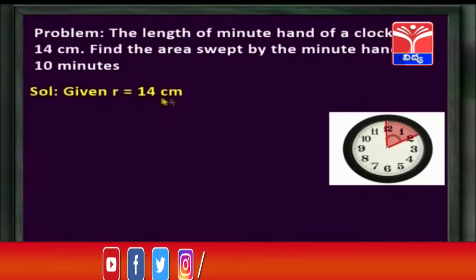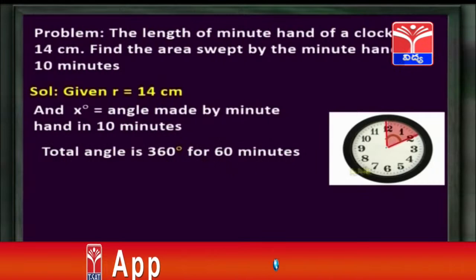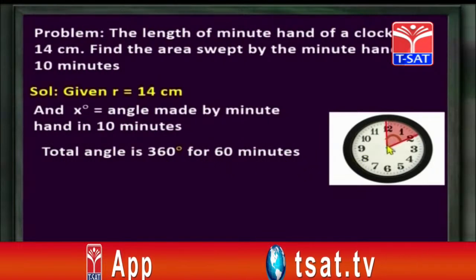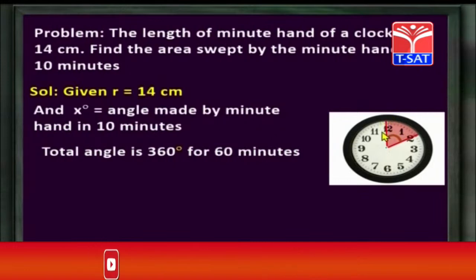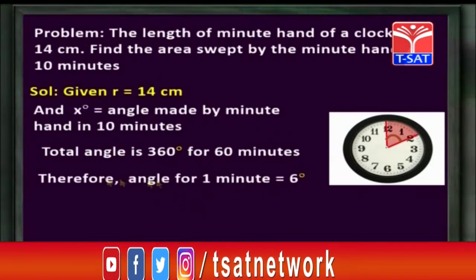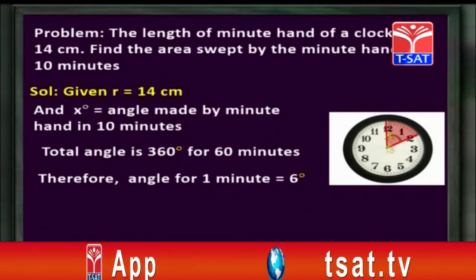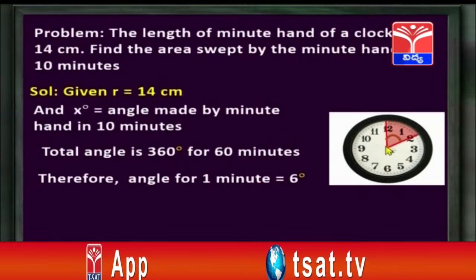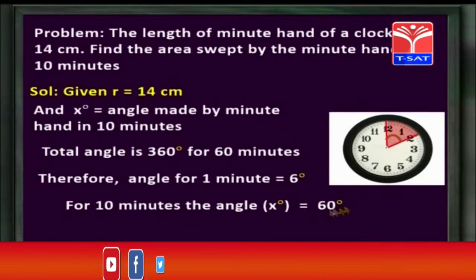Given r is equal to 14, and x is equal to the angle made by the minute hand in 10 minutes. We know that the total angle is 360 for 60 minutes. If the minute hand starts from here and comes back here, it makes 360 degrees. So if 360 degrees is for 60 minutes, then what is the angle for 1 minute? For 1 minute the angle is 6 degrees. So the minute hand makes a 6-degree angle every minute. So I can say that for 10 minutes the angle is 60 degrees.